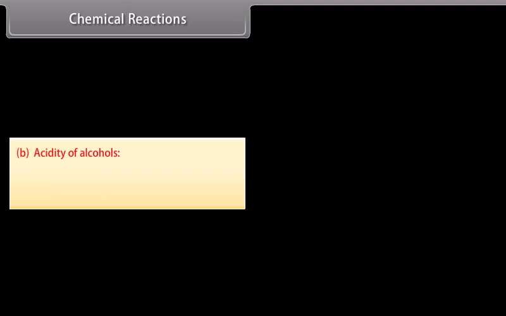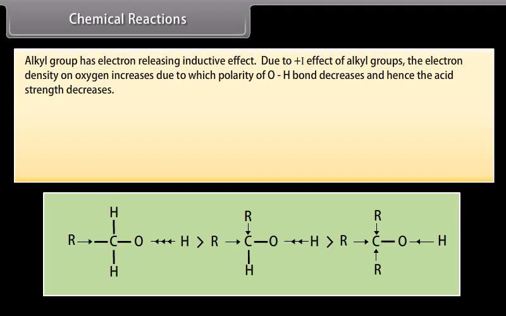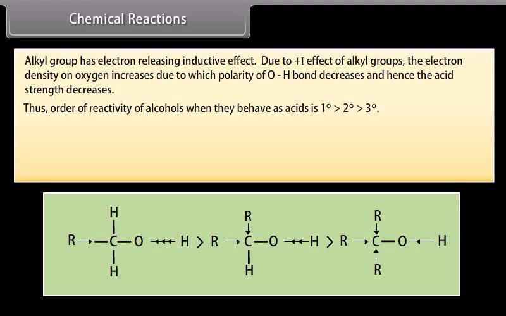Acidity of alcohols. The acidic character of alcohols is due to the polar nature of the OH bond. Alkyl group has electron-releasing inductive effect. Due to the plus I effect of alkyl groups, the electron density on oxygen increases, due to which polarity of the OH bond decreases, and hence the acid strength decreases. Thus, the order of reactivity of alcohols when they behave as acids is primary alcohol, followed by secondary and tertiary alcohol.